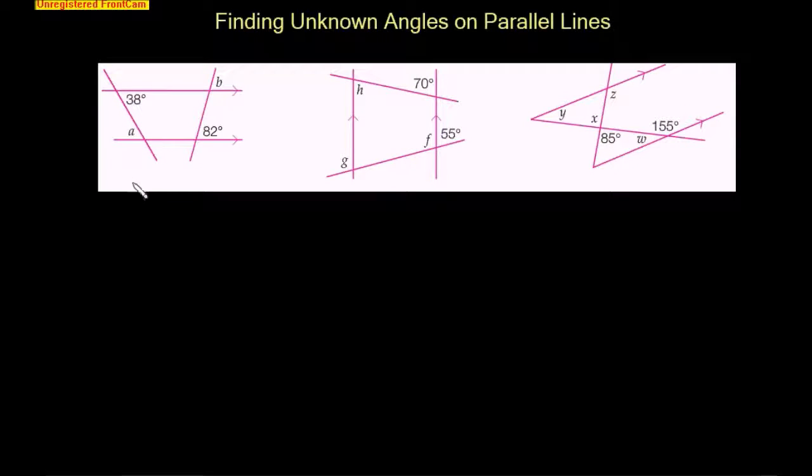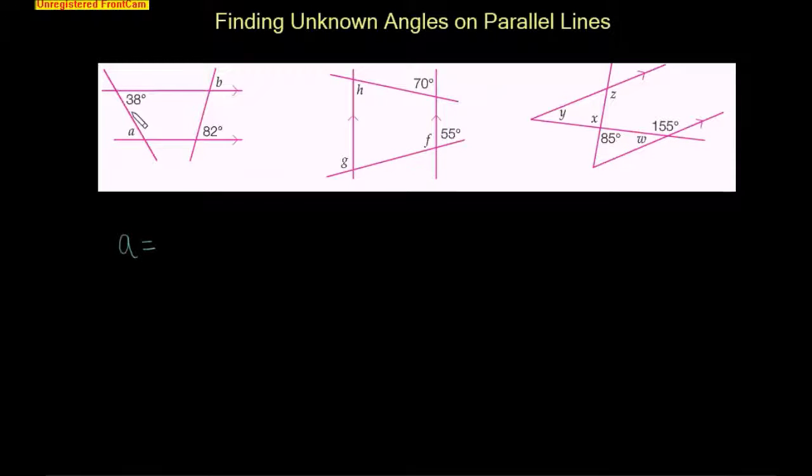So first of all, for A, we've got to go through all our rules that we know to find out what the relationship between A and 38 degrees is. So first thing we can go through, are they corresponding? So are they in the same position? Well, no, they're not, because they're on opposite sides of the transversal. Two, they're not vertically opposite each other. The vertically opposite angle to 38 would be here, which is not A.